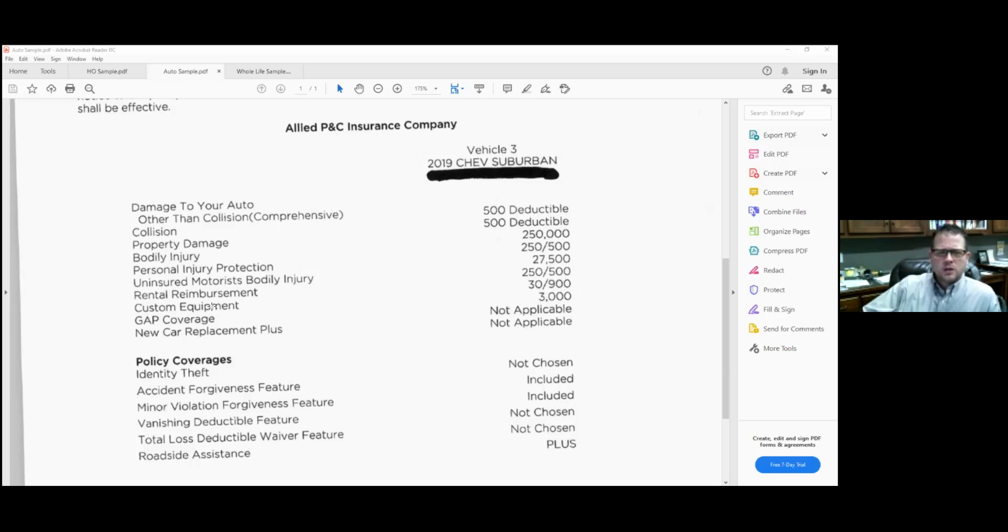This policy comes standard: custom equipment, $3,000. This is going to be the things that are physically mounted to your vehicle. It could be a grill guard on the front of the vehicle. It could be something that you've permanently set up inside.